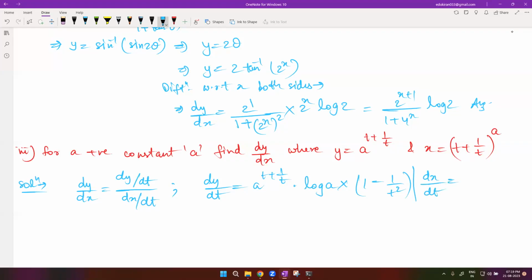Now let's come to dx by dt. Dx by dt is what? It is an algebraic function with a constant power, so bring the power outside and reduce the power by 1. Then go to t plus 1 upon t, which would be 1 minus 1 upon t square. Is it good for everyone? Did everybody understand this or not? If there is a problem, please say.